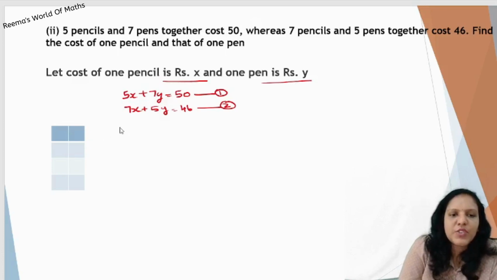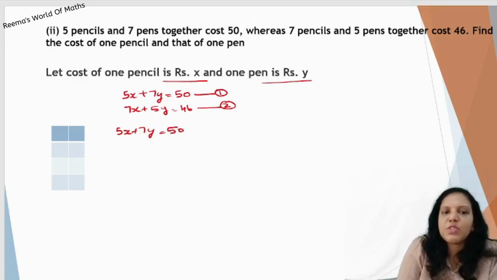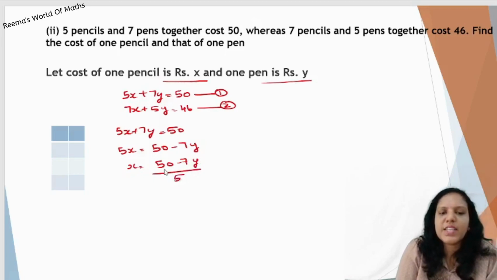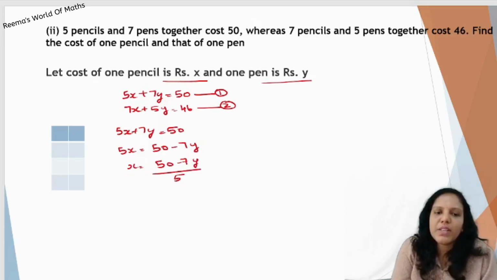So let's take the first equation, which is 5x plus 7y equals 50. We can replace the value of x or y, either of them. So I am taking x first: bringing 5x to this side, we take 7y to the other side, 50 minus 7y, so x equals 50 minus 7y, divided by 5.